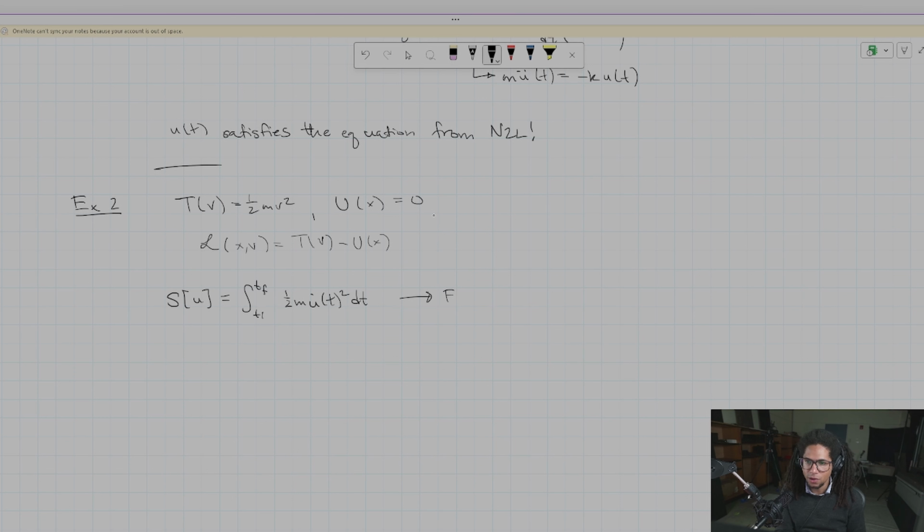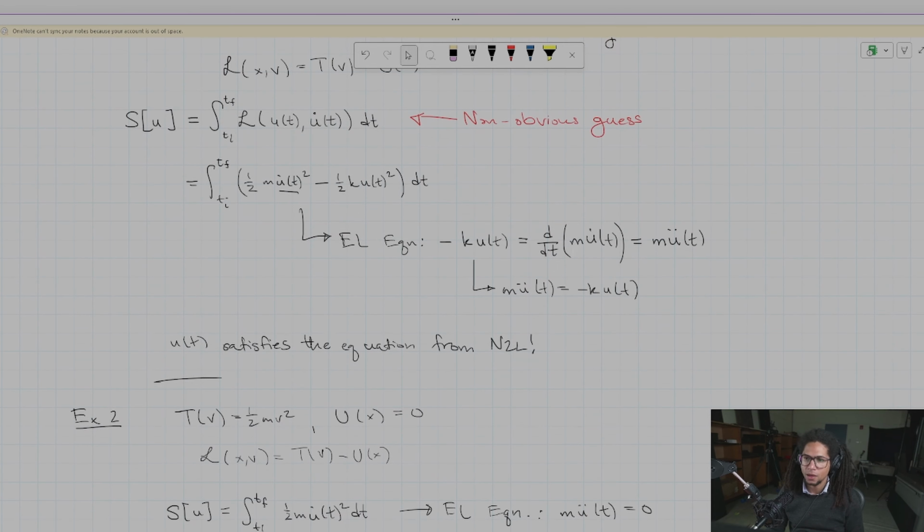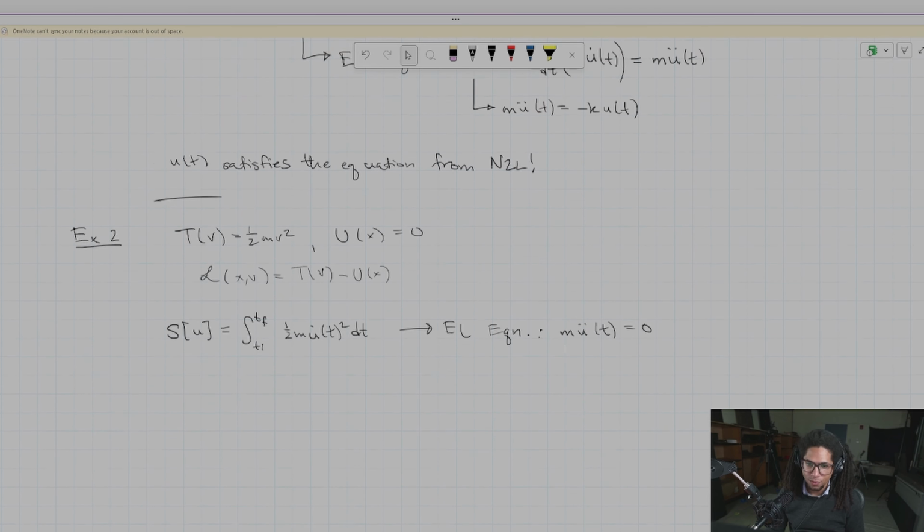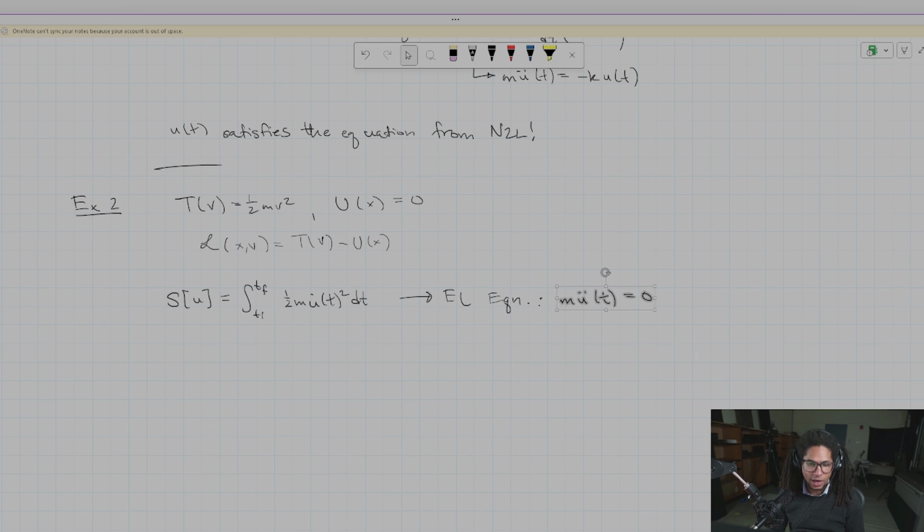Now my EL equations, keep saying equations, but of course it's just one equation in this case, is going to be what? Well, m u double dot of t is equal to 0. Here I've combined the step of taking the first derivative with respect to u dot and then taking a t derivative of that. So we just get the same thing as up here. But this means that we get the trajectory for a free particle.